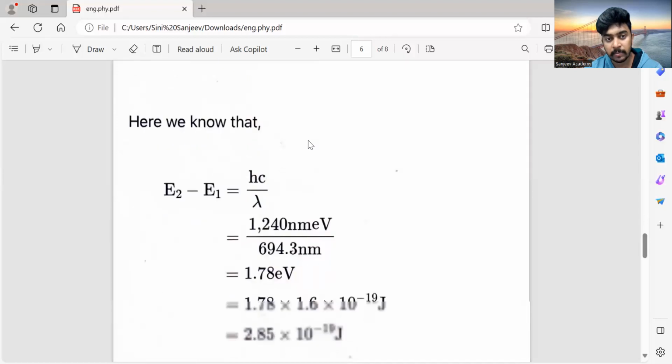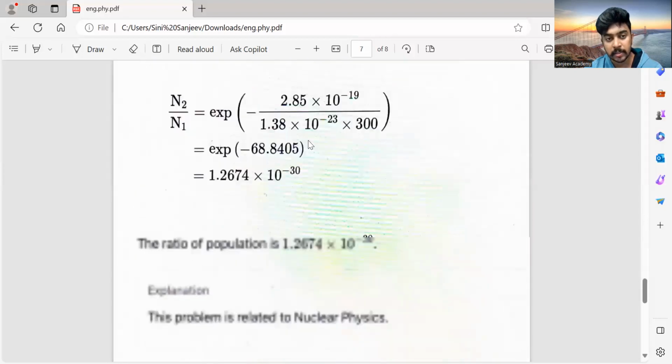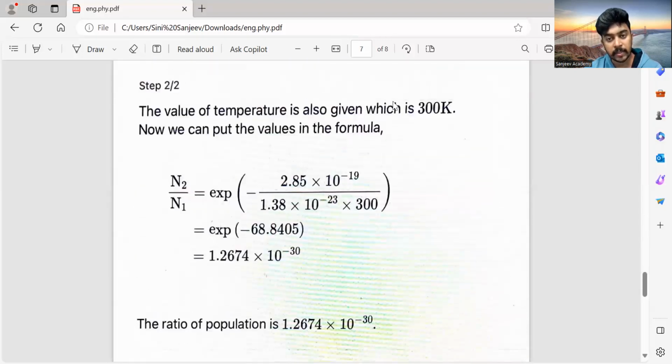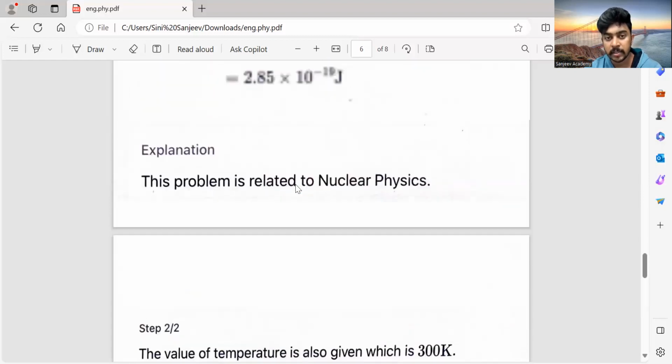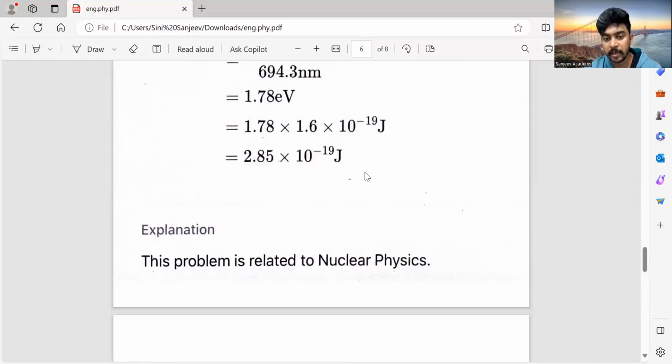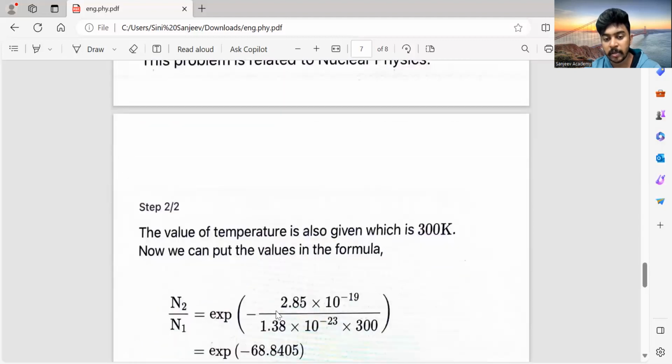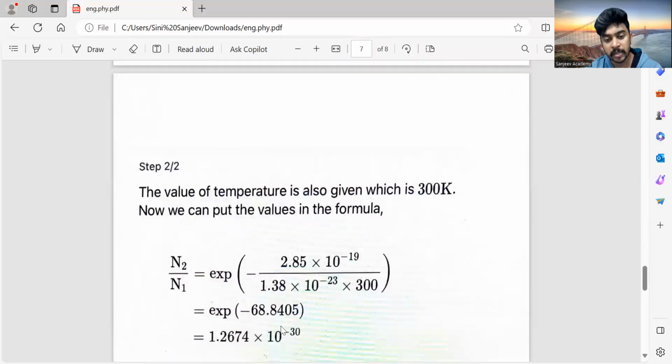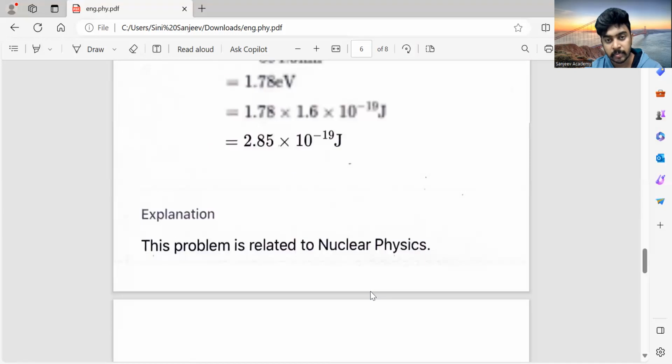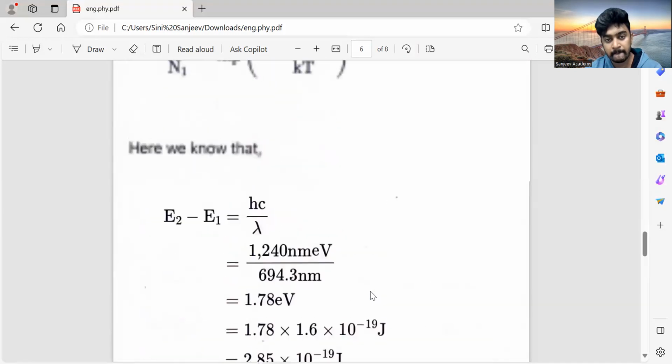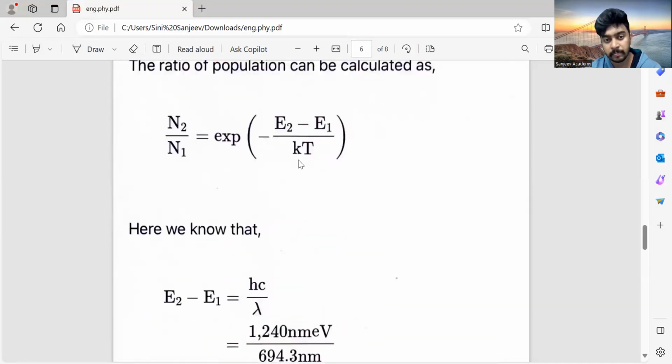Now coming to the main question, N2 by N1. Temperature is 300 Kelvin. N2 by N1 is equal to exponential of what we got, minus 2.85 into 10 power minus 19, the E2 minus E1 value. So just substitute the E2 minus E1 value here, and the corresponding values: k is 1.38 into 10 power minus 23, into 300 Kelvin. That is kT.